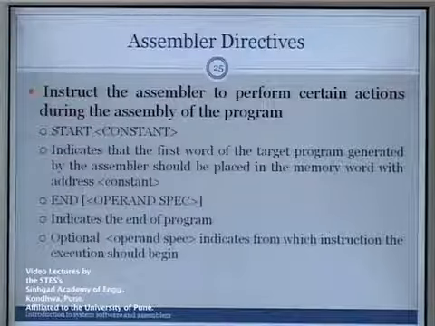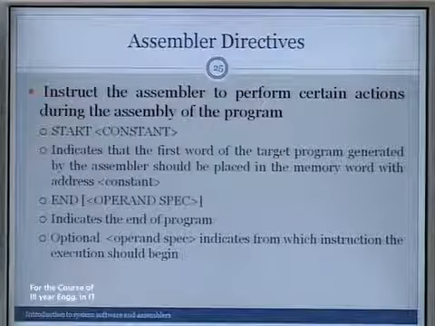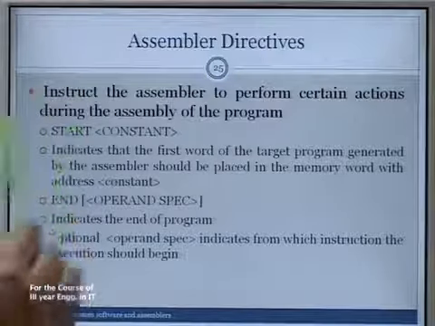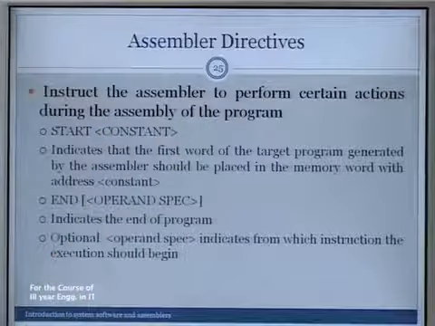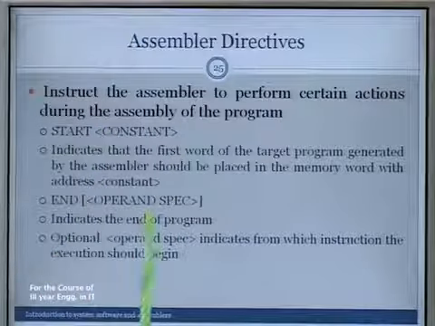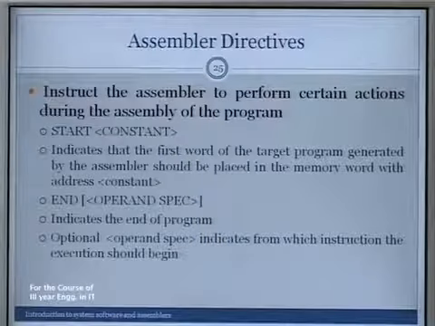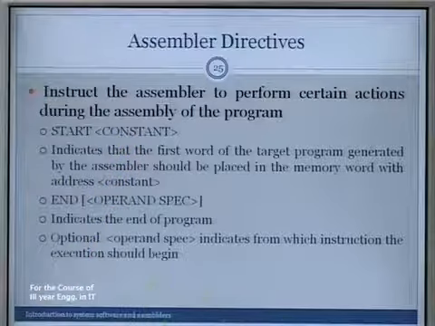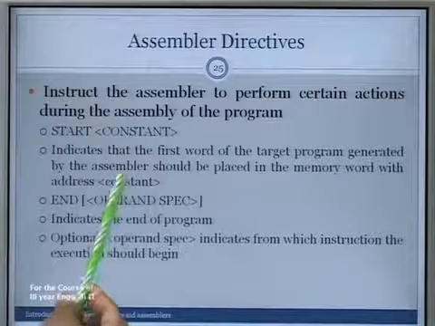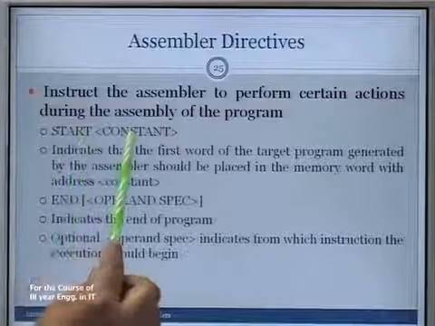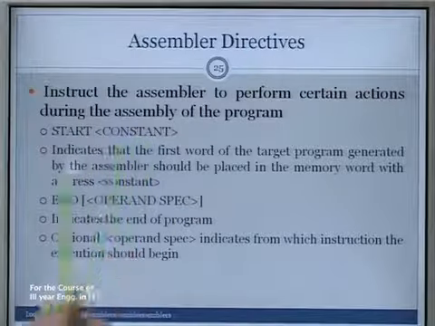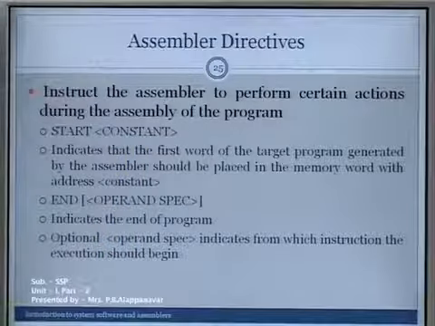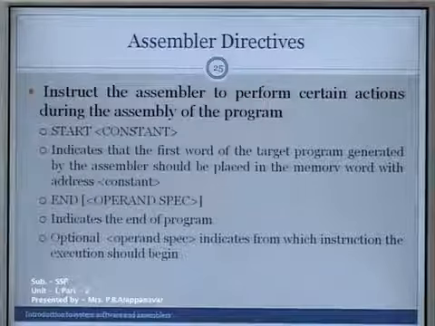The third kind of statements happen to be assembler directives. The assembler directives we have studied are START and END. They are basically instructions given to the assembler to perform certain actions during the assembly of the program. If you say START, it means that the first word of the target program should be placed at the memory location that is specified by this constant. So if you say START 101, it means that the first instruction of the target program should be placed at location 101.